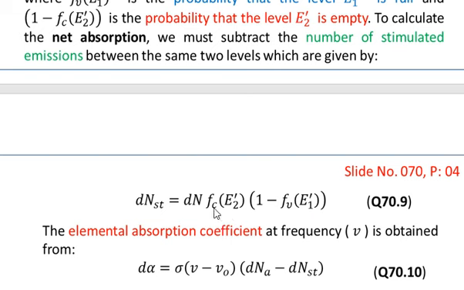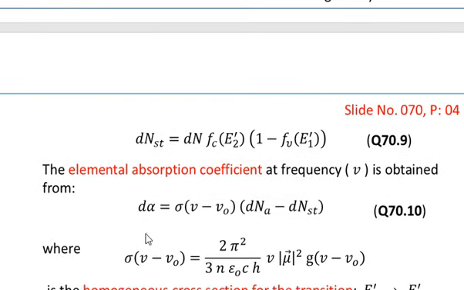So you see that here FC of E2 prime represents the probability that the level E2 prime is fully occupied, and 1 minus FV of E1 prime represents the probability that the level E1 prime is empty. The elemental absorption coefficient. So you see that we are talking about absorption coefficient, but we are using the word elemental so that we can write not alpha but d alpha.